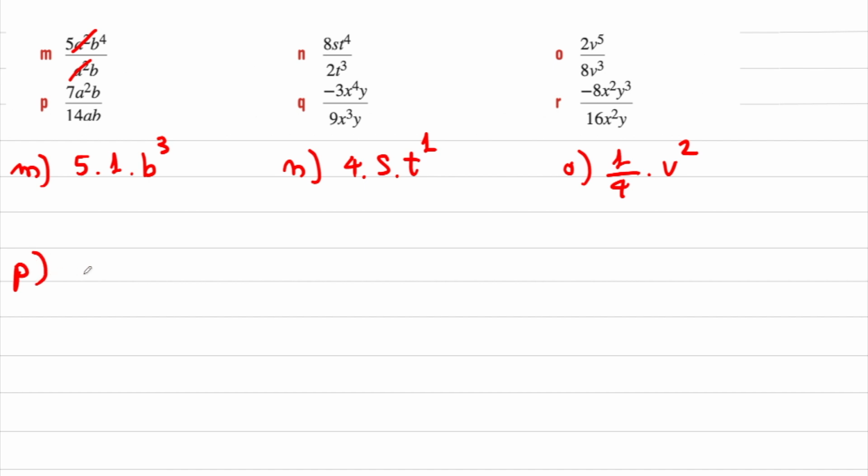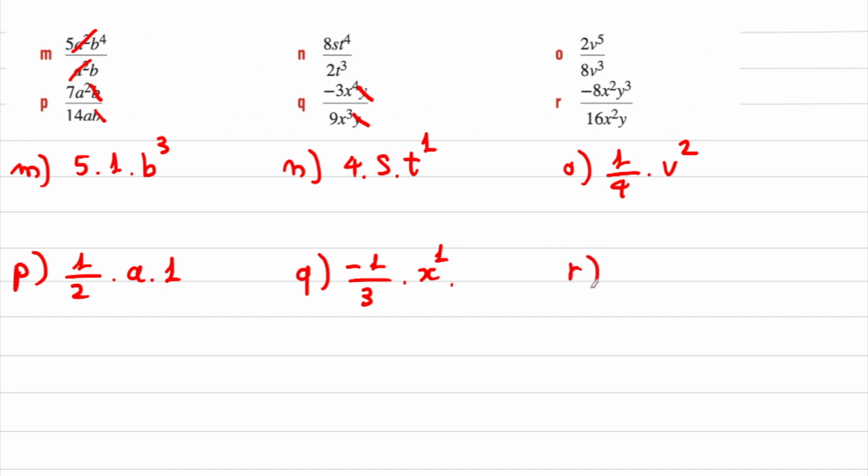Question P, 1 over 2 and a here and 1 because you can simplify b and b, a squared divided by a. Question Q, you got minus 1 over 3 and h to the power of 1 and no more because y here can be simplified exactly with y equal to 1.